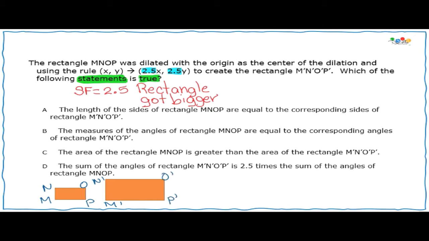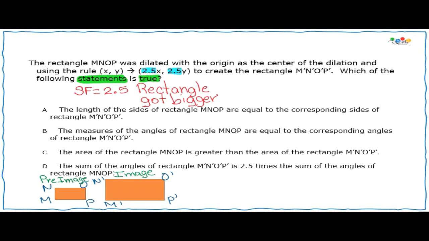Notice how my two rectangles, one is smaller than the other one. Is that right? Because remember that we said that the scale factor was 2.5. So this one is my pre-image. And the second one is actually my image. So now I know that one is smaller than the second one.